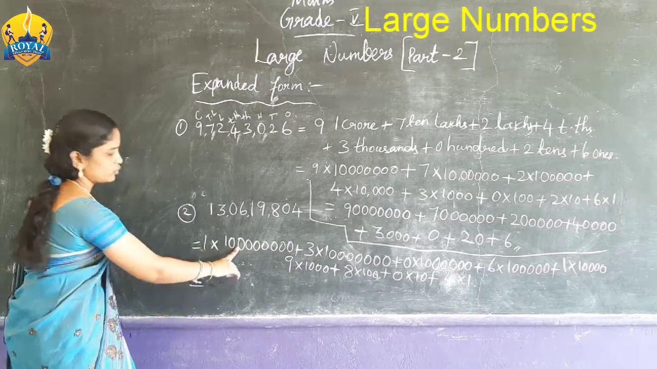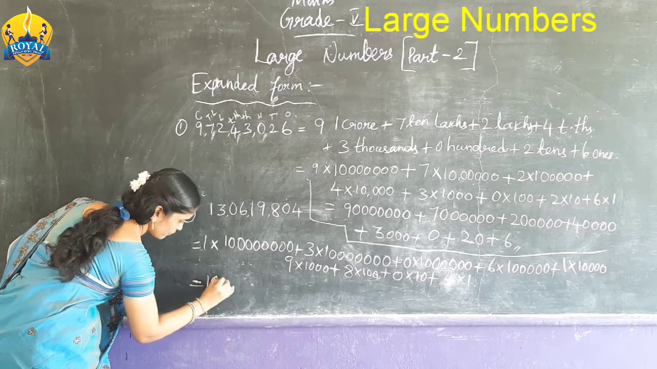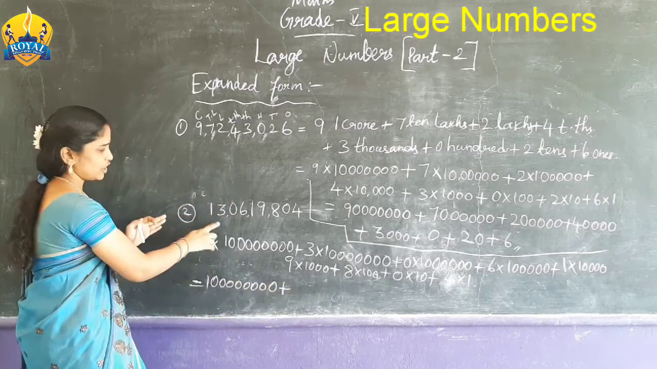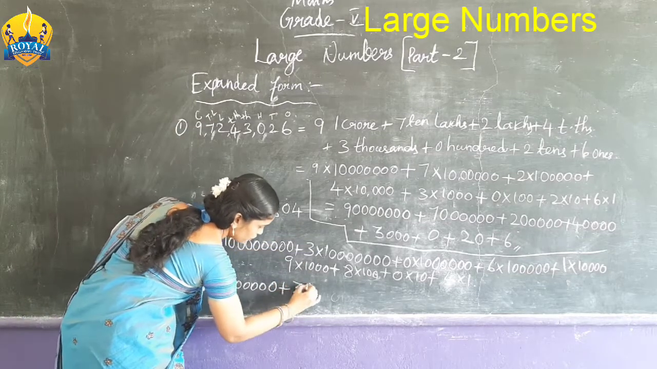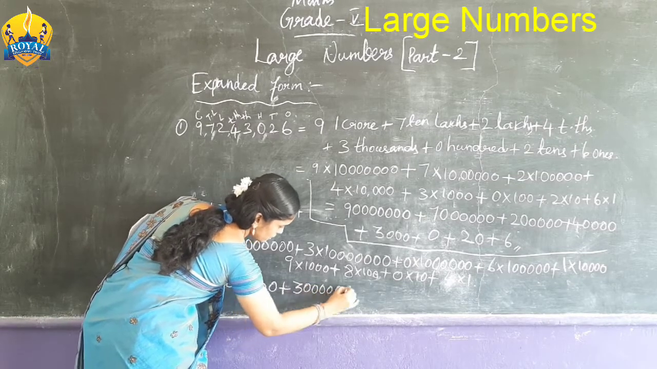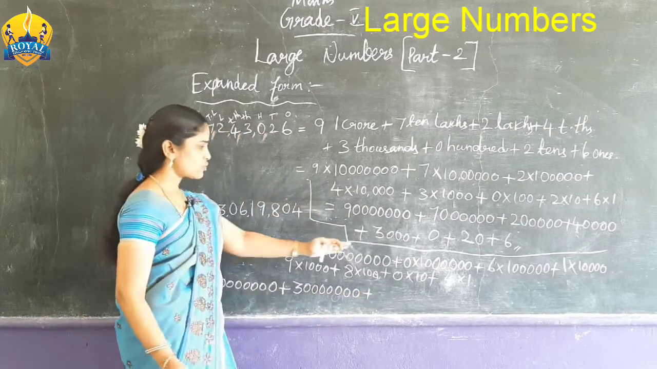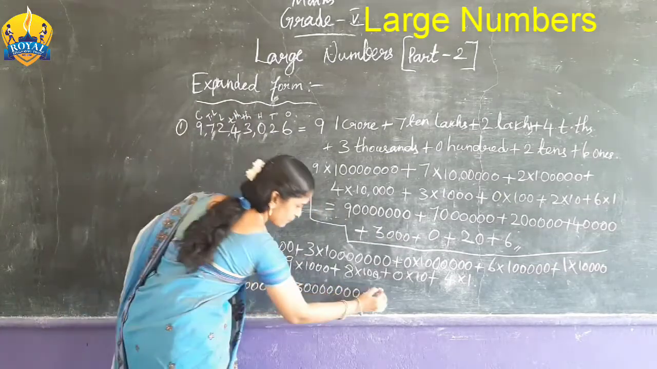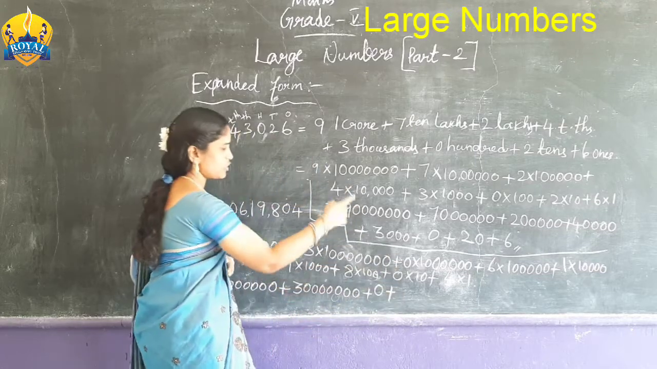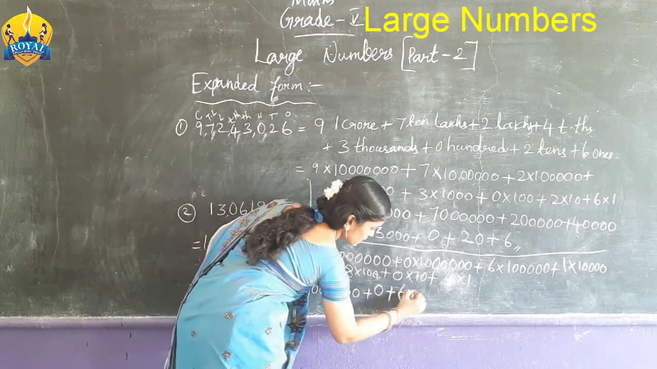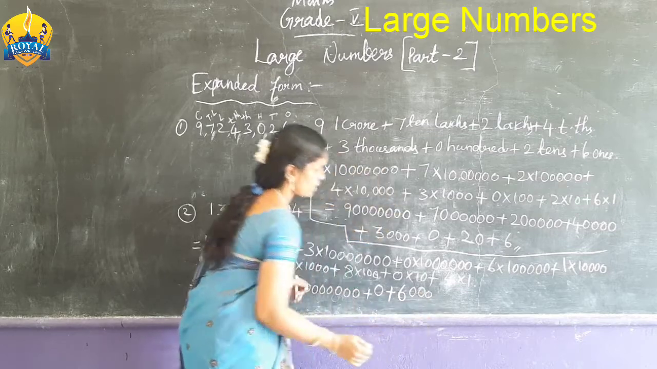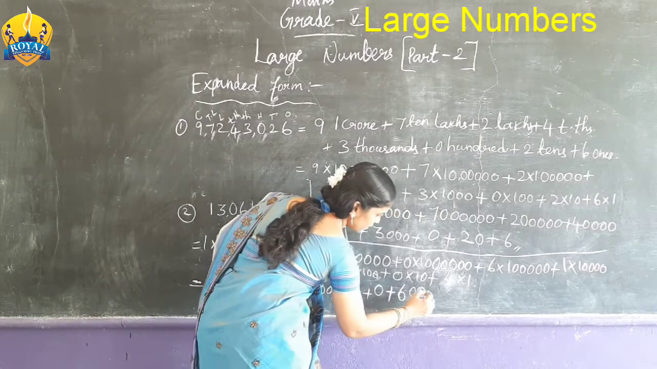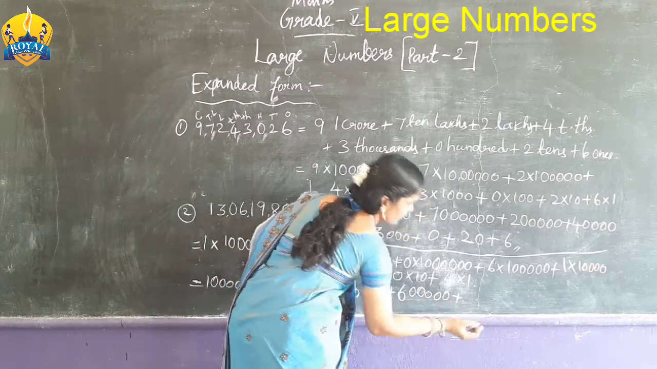1 into 10 crore, that is 10 crore, 4, 6 and 7. And 3 into 1 crore, that is 3 crore, 2, 4, 6, 7 zeros. And next one, 0 into 10 lakh. Yes, the answer is 0. And 6 into lakh, so 6 lakh, 2, 4 and 5.